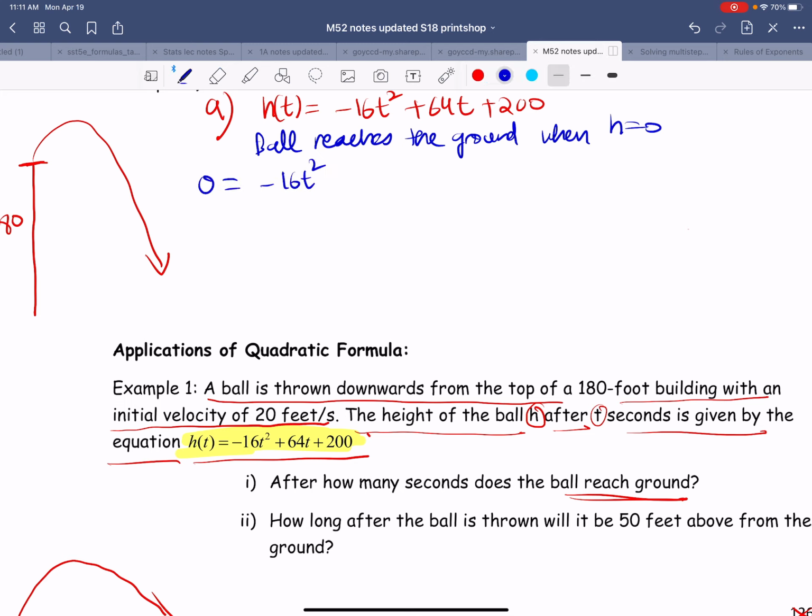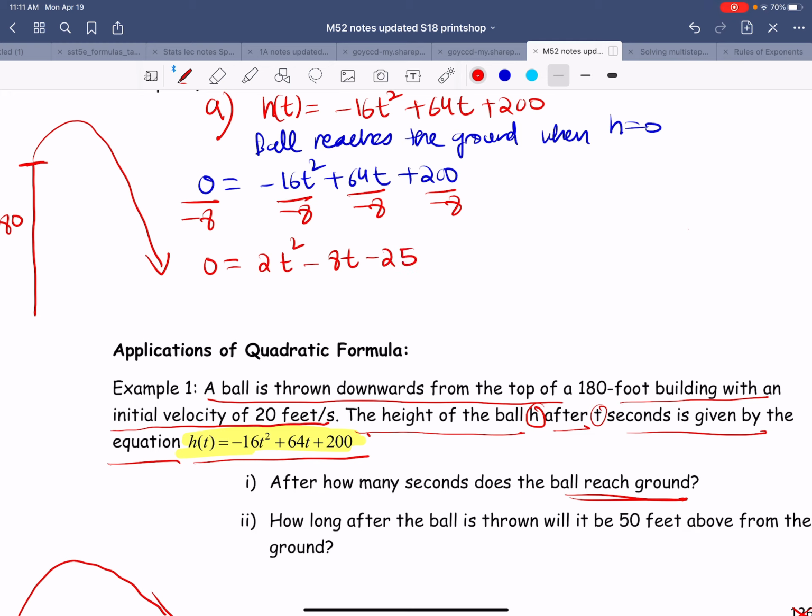Negative 16t squared plus 64t plus 200 equals 0. Now, to make my life easy, I can go ahead and divide both sides with the same number so that I don't have to deal with the bigger numbers. I'm going to divide everything on both sides with negative 8. So divide with negative 8, negative 8, negative 8. And my new equation becomes 2t squared minus 8t minus 25, because 200 divided by negative 8 is negative 25.